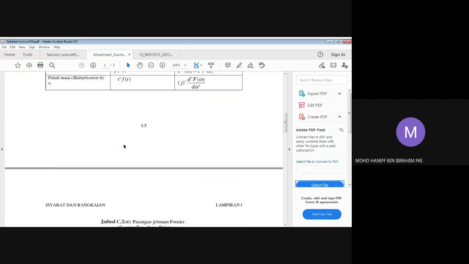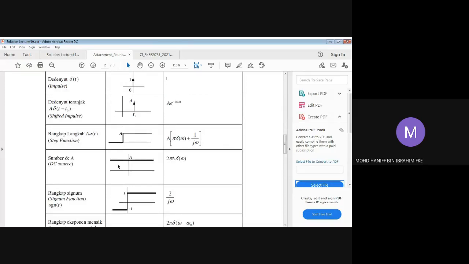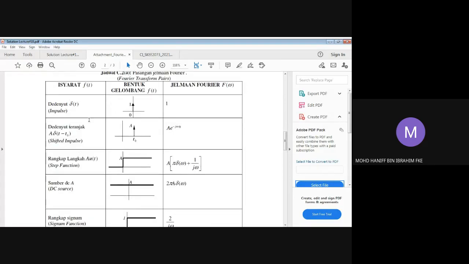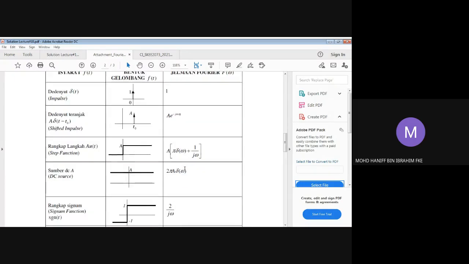Then the second page and the third page are basically the Fourier transforms of the respective time domain signals. For example, if we have an impulse function, delta(t), in time domain, what will be the respective Fourier transform? It is equal to 1, for example. And if we have a DC value, a constant with amplitude of a, its respective Fourier transform is simply 2 pi a delta(omega).